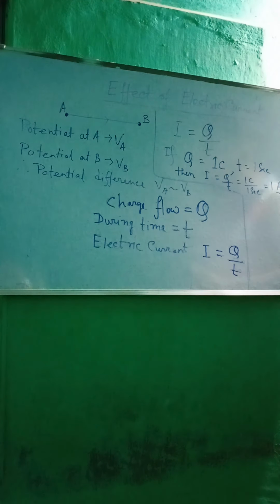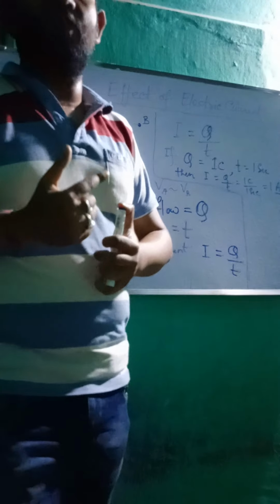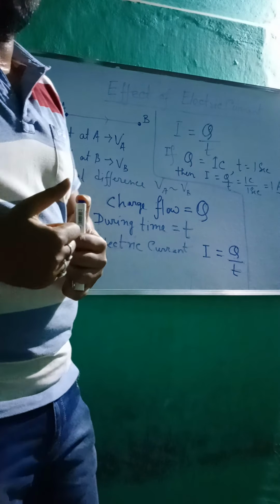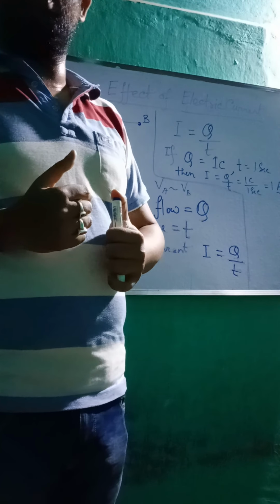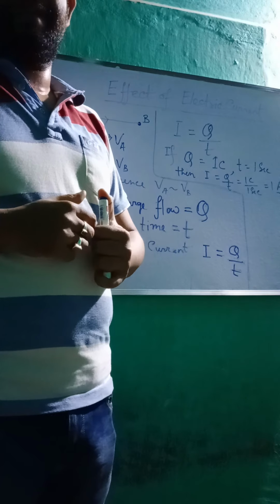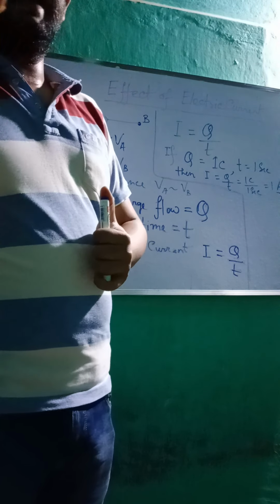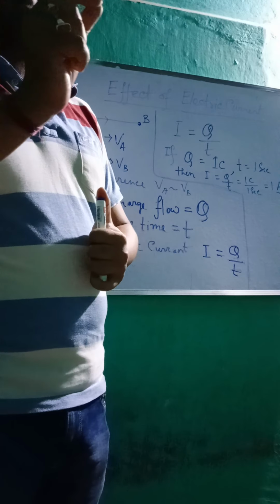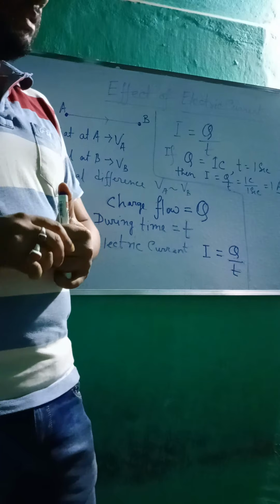So how can we define the ampere? If 1 coulomb of charge is flowing during time 1 second, then the current flow is known as 1 ampere. I repeat once more: if 1 coulomb of charge flows during time 1 second, then the current flow is known as 1 ampere. Okay?